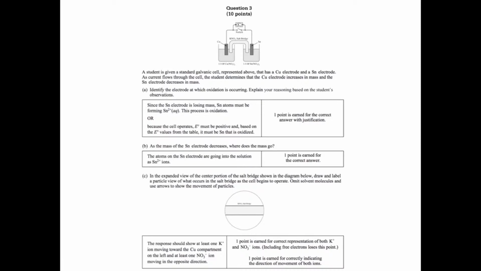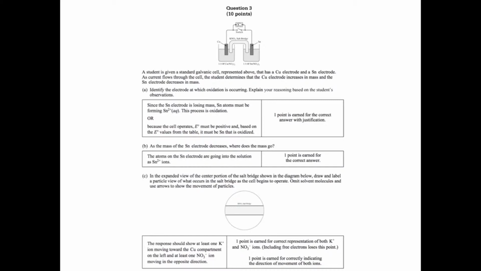Okay. Well, since tin is losing mass, it's going to be oxidized because those tin atoms are becoming Sn2+. So that would be the explanation I would give, not their second one, but you can use their second one if you did use it. As the mass of tin electrode decreases, where does the mass go? Well, it becomes tin ions in solution, so you get 1 point for that as well.